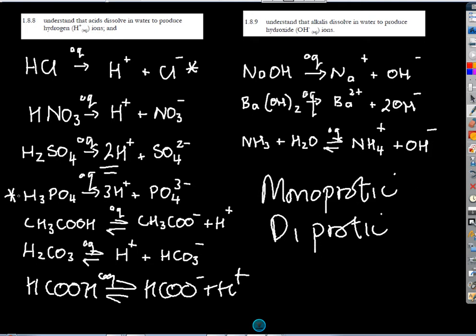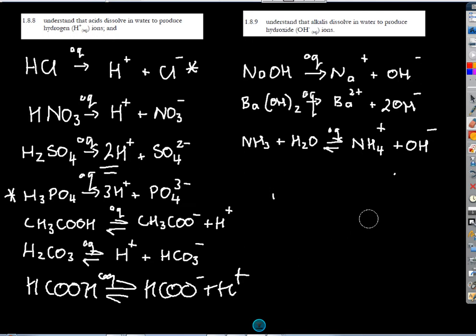So those are all strong acids, and you notice the one-way arrow where they will 100% ionize when they're placed in water. In other words, every single molecule will split up into hydrogen ions and the negative ion, whether it's chloride or nitrate or sulfate or phosphate.